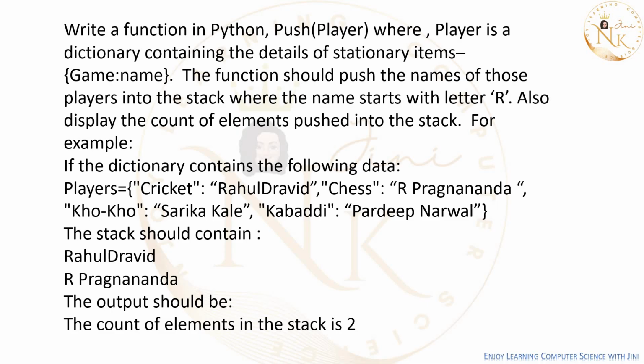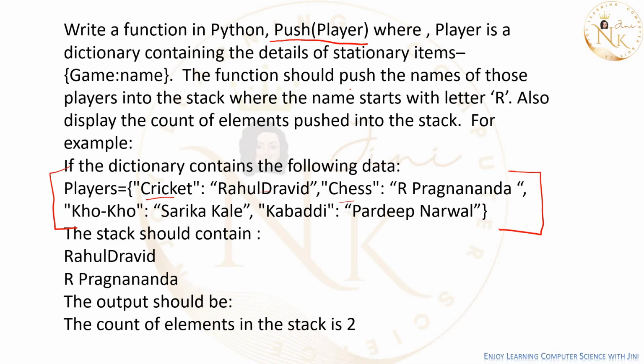The next question is write a function in Python, push player. Okay. So you have to write a function in Python, push player, where player is a dictionary. Okay, player is a dictionary. You can see here, this is the dictionary. They have given an example. Okay, it is not stationery items, it gives the name of the game and the player. Cricket Rahul Dravid, chess Pragananda, Kho-Kho Sarika Kale, Kabaddi Pardeep Narwal. So the name of a game and the player is given.